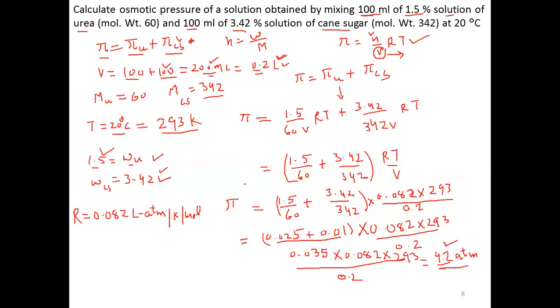Now let us do the next numerical. A 4% solution of cane sugar gave an osmotic pressure of 208 centimeter of mercury at 15 degrees Celsius. Find its molecular mass. We have done so many numericals related to this. Here the trick is the value of osmotic pressure. It is given in centimeter of Hg. We have to convert it into atmosphere. A 4% solution of cane sugar means the weight of cane sugar is 4 gram and the volume of solution is 100 ml.